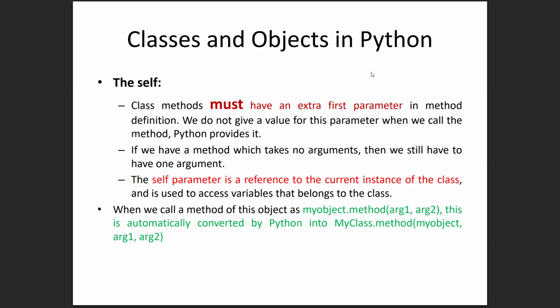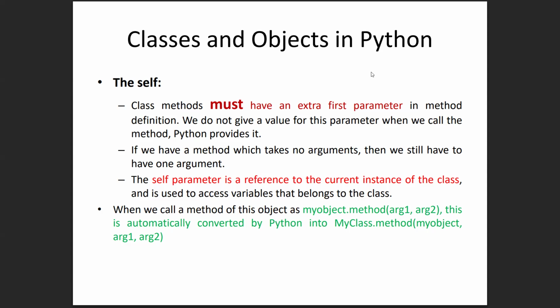It is also used to access variables that belong to the class. Whatever variables belong to the class, in order to access those variables, we will use this self parameter. Whenever you give this self parameter, it will access variables which belong to that class.